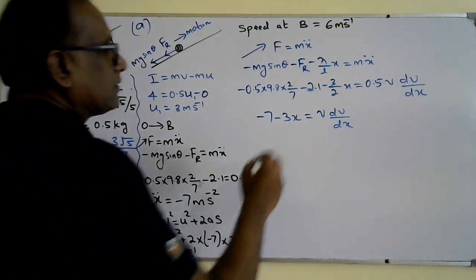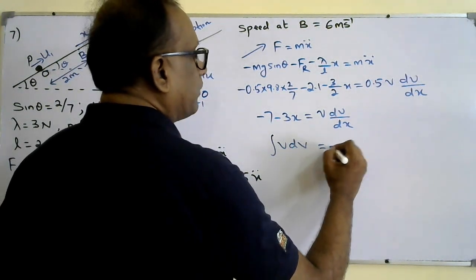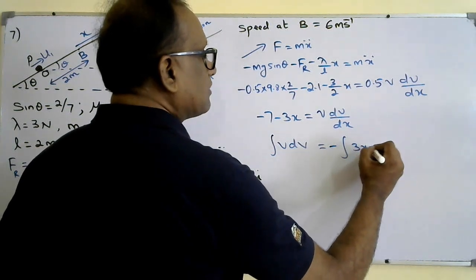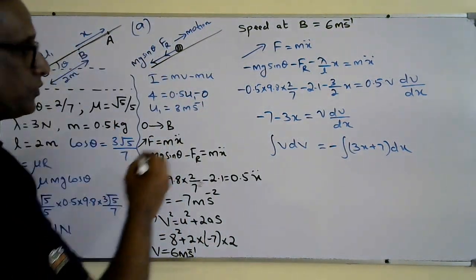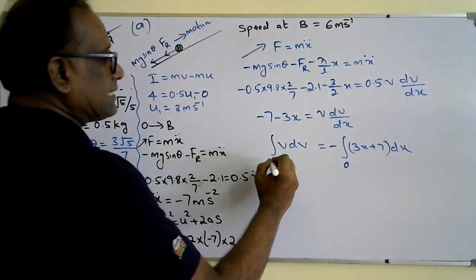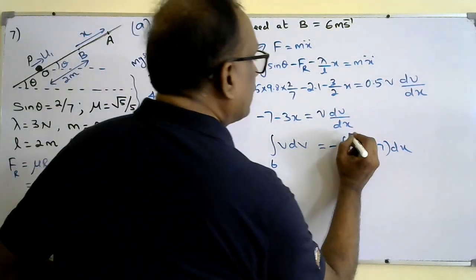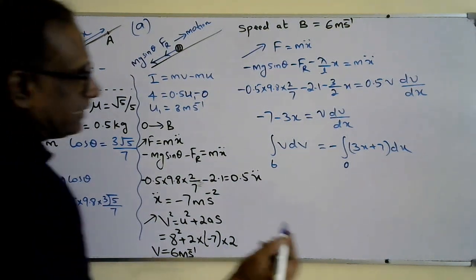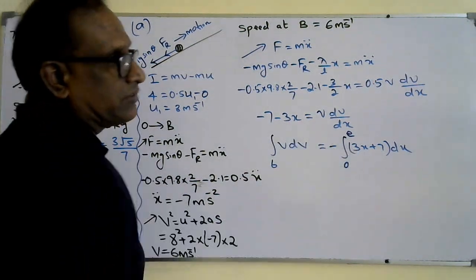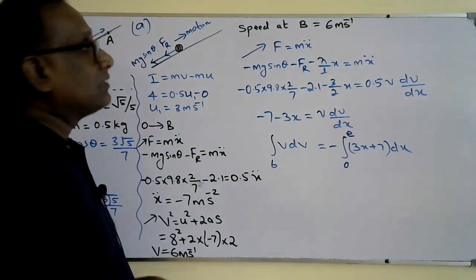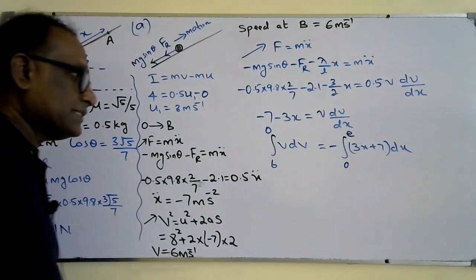So we'll integrate it. That is integral of v dv equal to minus integral of 3x plus 7 dx. What are the quantities? When x equals 0, the speed is 6 meter per second. When x equals the extension, we need to find the value. So let it be e, the extension from B to A. At extension e, the speed is going to be 0 because it's coming to rest, as the question paper says.